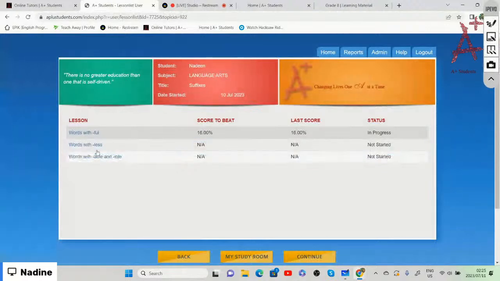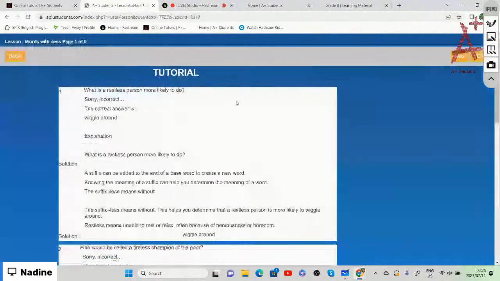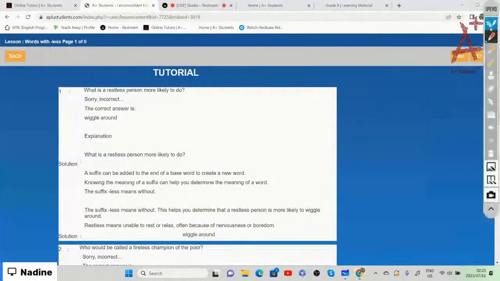Now we're going on to the next lesson, words with less, right? And once again, a suffix can be added to the end of a base word to create a new word. And knowing the meaning of a suffix can help you determine the meaning of a word. Like in this case, words with less, right? So less means without, right? So it means without. So that is less.